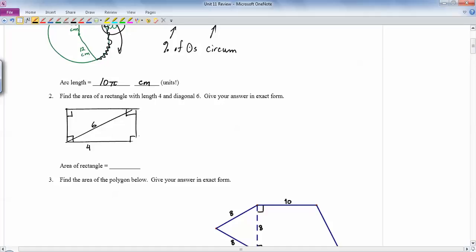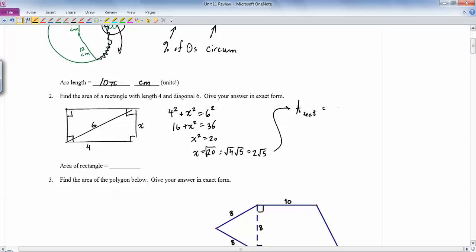Okay, so area is length times width. We know the 4, we don't know the width here, so let's call that x. And we can solve for x using Pythag. So 16 plus x squared is 36. X squared is going to be 20, so x is root 20, which we can simplify. That's root 4 times root 5, so this will be 2 root 5. So then the area of the rectangle is going to be length times width, 4 times 2 root 5, which is 8 root 5. So there we go. 8 root 5, area of the rectangle.